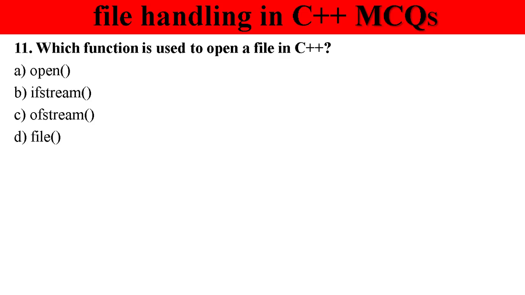Question number 11. Which function is used to open a file in C++? As you know, there are different functions for files. A. open, B. ifstream, C. ofstream, D. file. The function which is used to open the file in C++ programming language is A. open file.